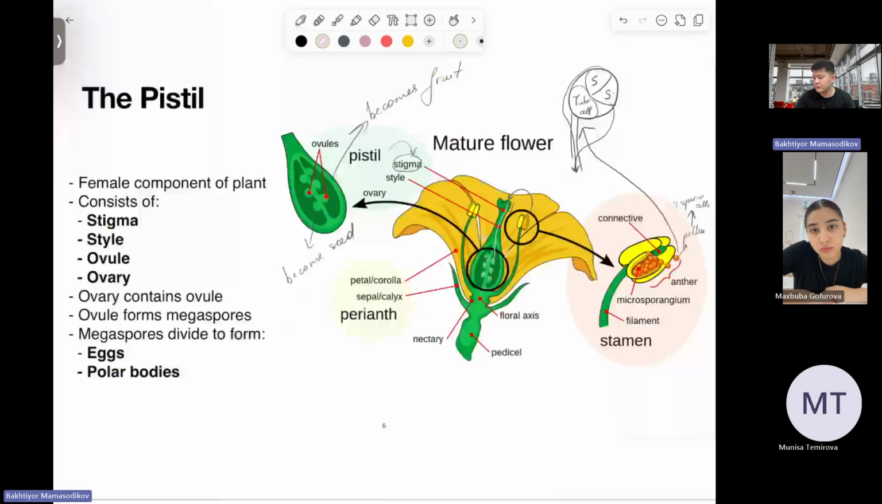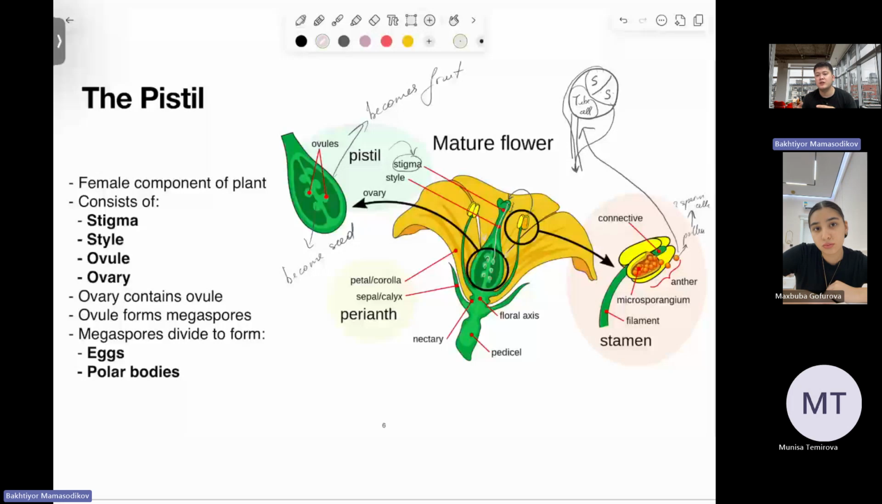Okay, you don't have to know about the other parts of this slide actually. Okay, so each ovule forms megaspores. Then megaspores undergo divisions to form the egg cells and the polar bodies. Okay, we will talk about it soon.